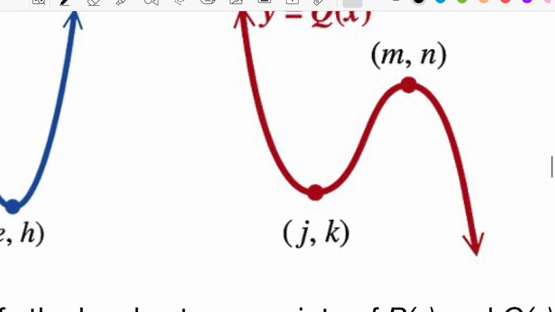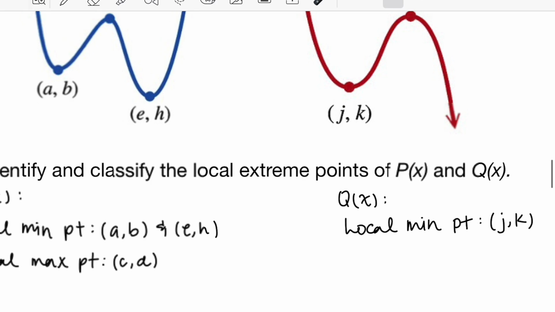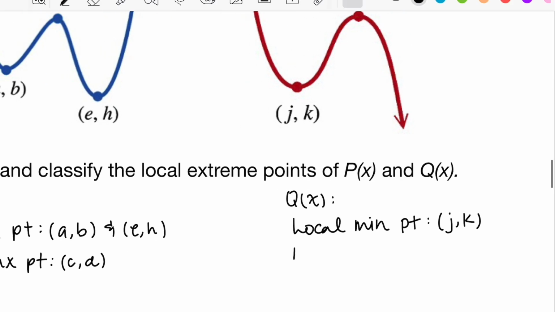Because if we were to look at all points around J here, all of these values are going to be bigger than this point here. This is going to be our lowest point. And by the same reasoning, this is going to be our local maximum point. So we're going to have a local maximum.